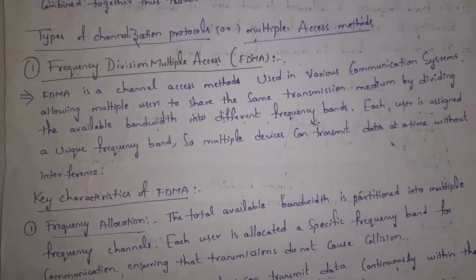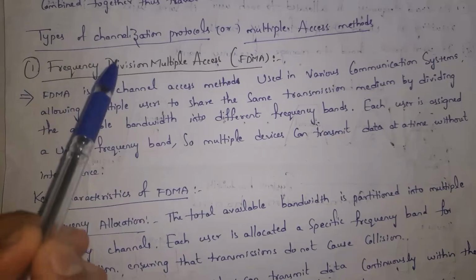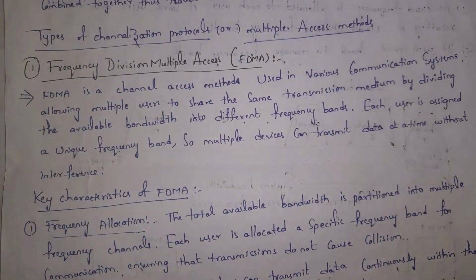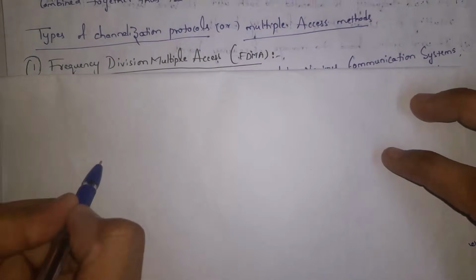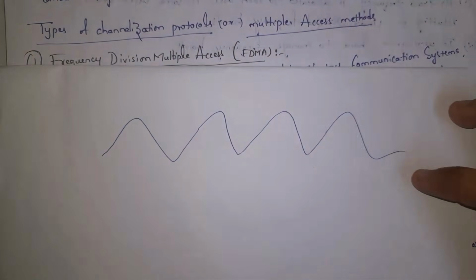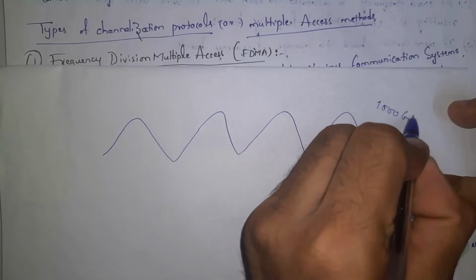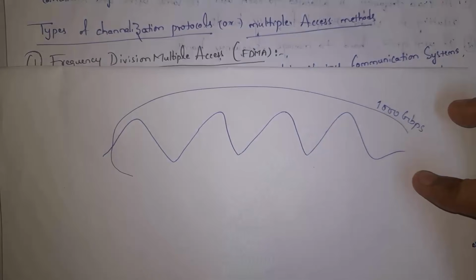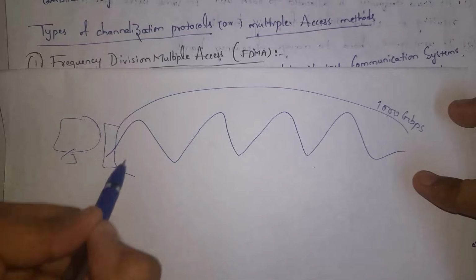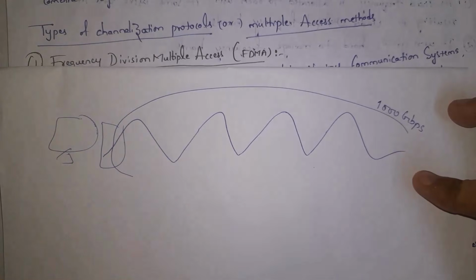The channelization protocols are classified into three types. And the first one is frequency division multiple access. The name itself says frequency division. That is nothing but the entire frequency is divided into smaller frequencies and each user will get one frequency. By using that small frequency, users can communicate. For example, there is one big wireless frequency band. For example, this frequency will support a data speed of 1000 GB per second. But if you assign this entire frequency to a single user, a single user doesn't use this much frequency. So the entire frequency will be wasted.